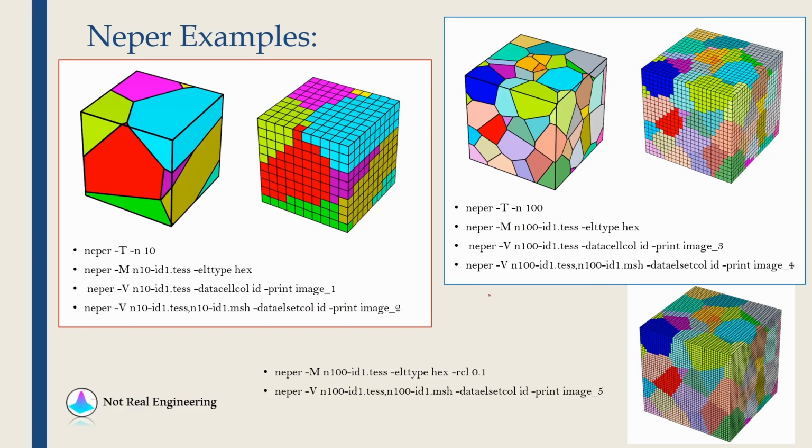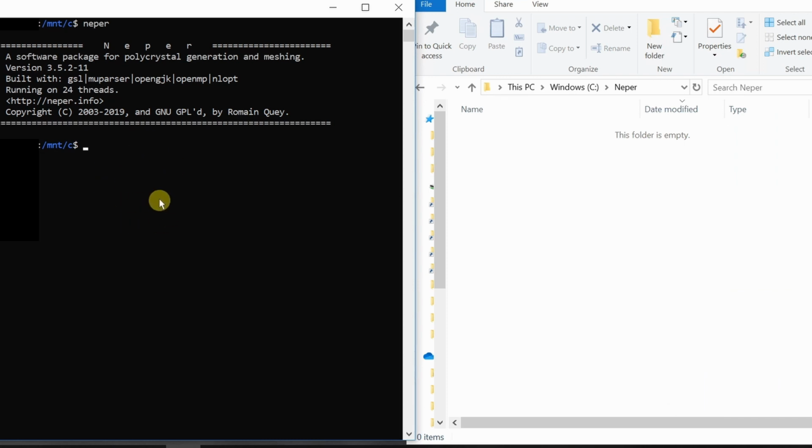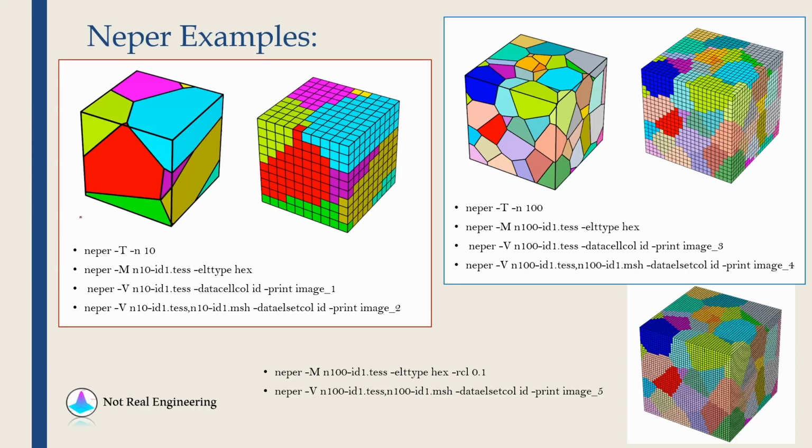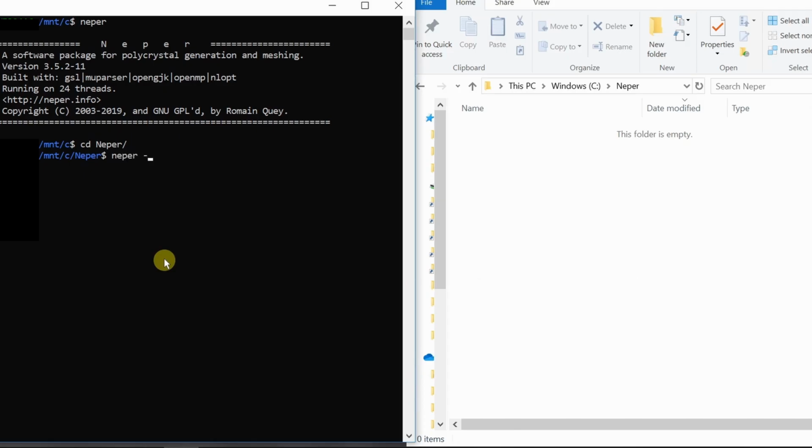Now let's run a few basic examples. I have installed Neper in my Ubuntu app, and I have created one folder called Neper in the C drive, and I will go to that folder using this terminal. Whatever we work on over here, we will create all the files in this location. First, let's create one 3-dimensional microstructure as shown over here. To create that, you just have to type this command, neper -T -n 10. The command neper will call that software. -T is the module. Using the command -n, we can assign how many grains we want.